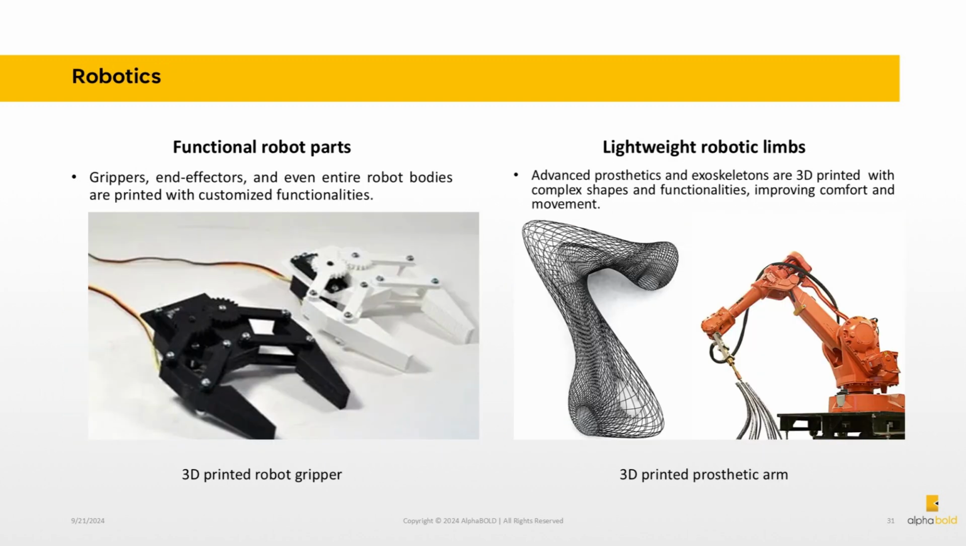Applications of 3D printing in robotics. Functional robot parts, grippers and effectors, and even entire robot bodies are printed with customized functionalities. Lightweight robotic limbs. Advanced prosthetics and exoskeletons are 3D printed with complex shapes and functionalities, improving comfort and movement.